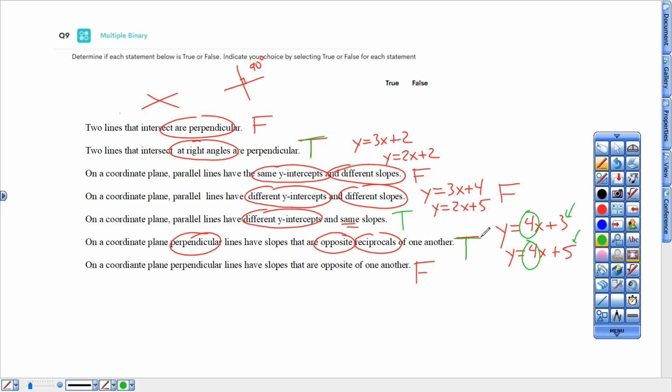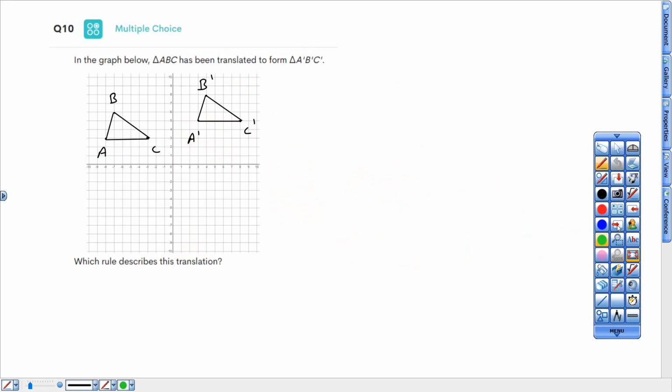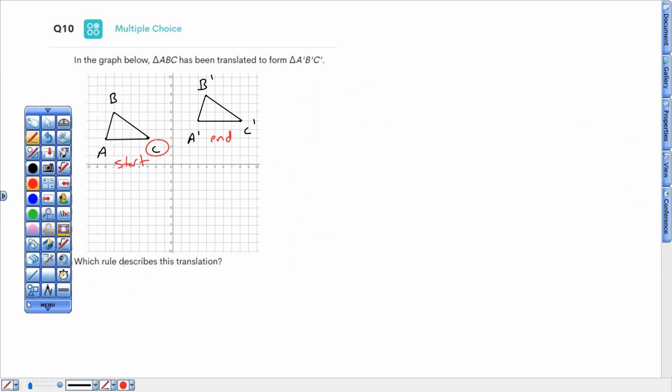All right, here we go. For this one, again, just make sure you know this is where it's starting. This is where it's ending because of these symbols here. So don't mess that up. So it looks like this one is going from B to this spot right here.